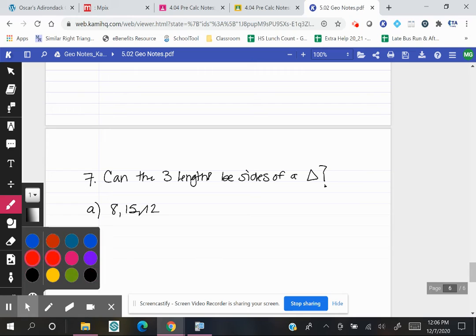So think about, if you added any of these two sides, would it be bigger than the third? So 8 plus 15, is that bigger than 12? Yes. 15 plus 12, is that bigger than 8? Yes. 8 plus 12, is that bigger than 15? Yes. So all of them satisfy it.